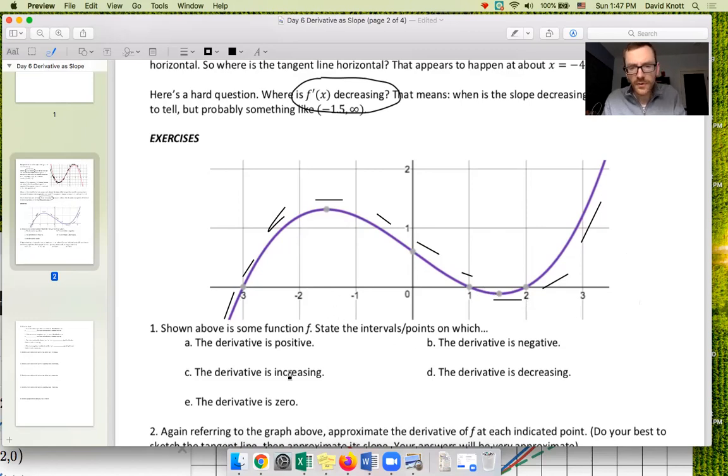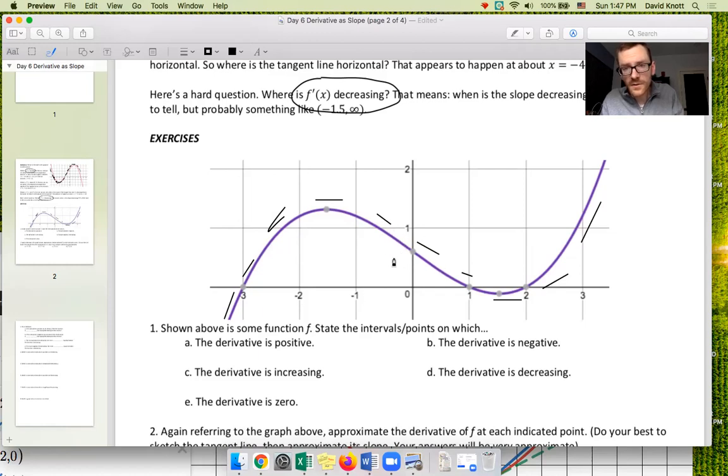A trickier problem is something like C or D. C is asking, where is the derivative increasing? Here the derivative is positive, and in fact it's quite positive, a rather steep positive slope. So maybe the slope is like 3 here. Then you'll notice the slope is still positive, but a little bit less positive. And then here it's still positive, but a little bit less positive, and then it's 0, and then it's negative. So all along this region, the slope appears to be decreasing.